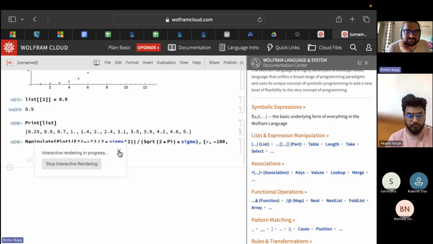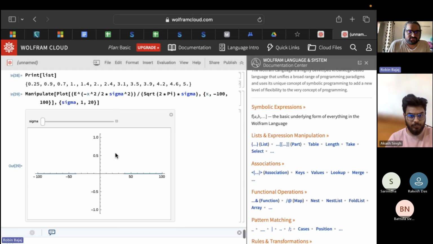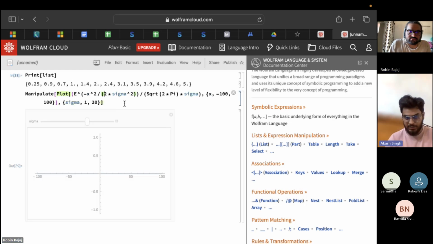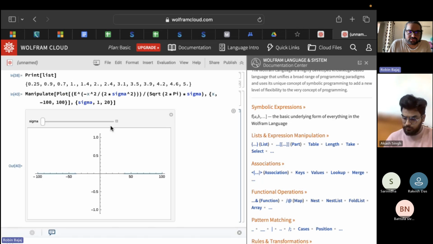Why is it taking this much time? Oh no, something is wrong. The last syntax, sigma 1 comma 20. I don't think so. That should be okay. We close this bracket as well. No, I think that's the issue. No, no, that was not the issue.